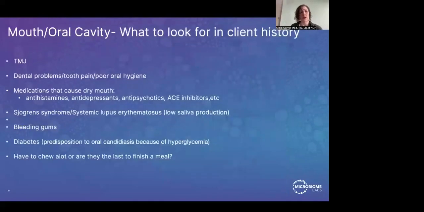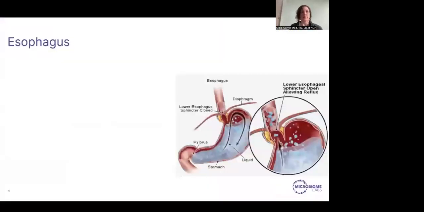So what would you want to look for in a client's history? If they have TMJ, therefore issues with chewing, obviously any sort of dental issues, if they're on any sort of medication, or if they have any condition that would cause dry mouth, like lupus or Sjogren's, that's going to affect their saliva production and their ability to really chew, as well as being able to maintain an adequate oral microbial population. Bleeding gums, diabetes, and then again, are they chewing a lot? Are they the last to finish a meal? Those would all be things to ask about in your assessment.